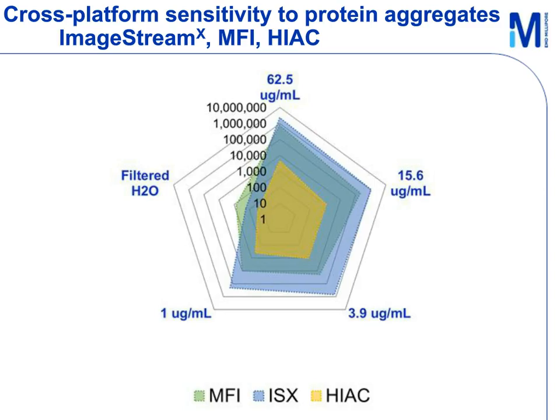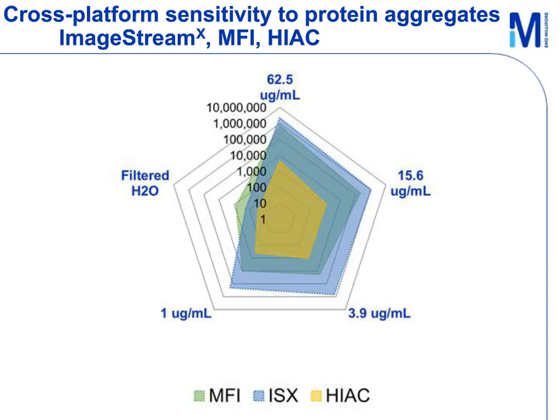This data demonstrates that the ImageStream-X provides higher sensitivity for detection of protein aggregates for this particular sample compared to MFI and HIAC. Of course, these differences in sensitivity are related to the particle properties and can be more or less significant dependent on the size distribution and nature of the particles within a particular sample.